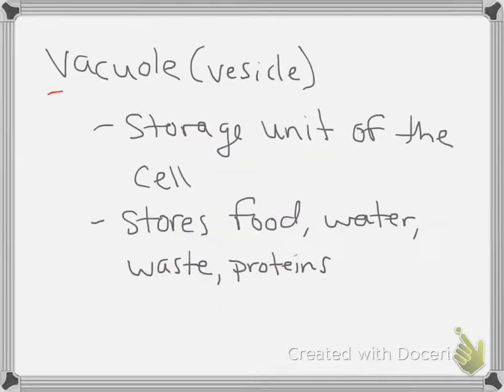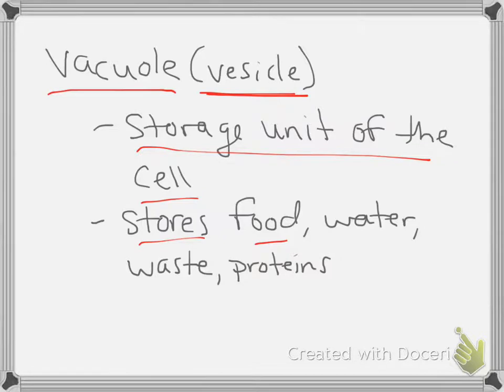And we have the vacuoles. Sometimes we call these vesicles. They are storage units for the cell. They can store food, water, waste, proteins. They vary. In plants, you'll see one large vacuole. In animals, you'll see many smaller vacuoles. It just depends. There is a variability there.